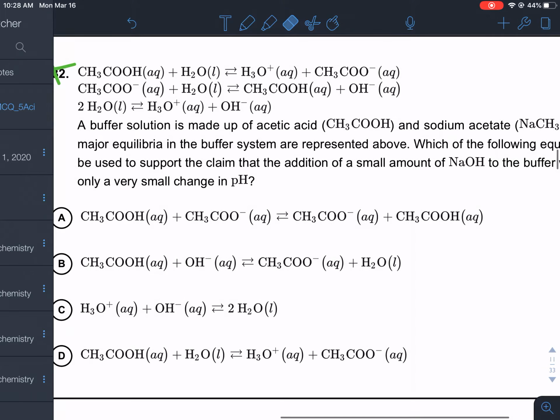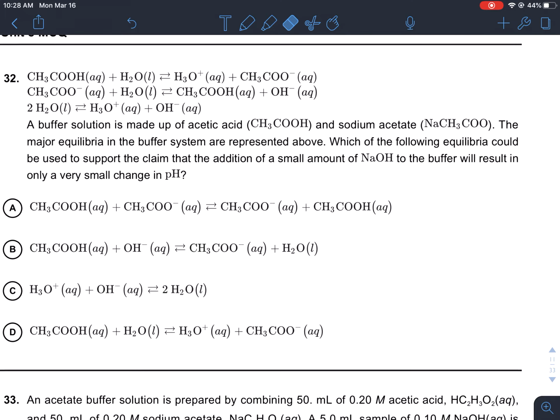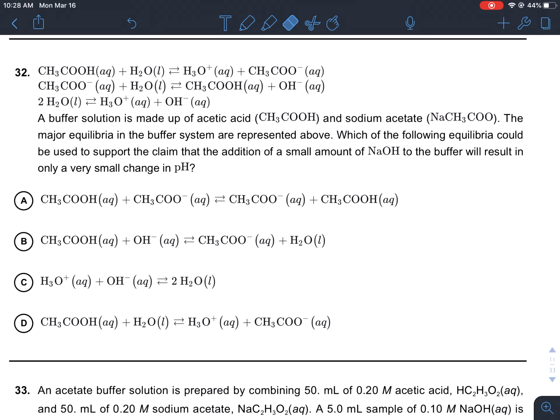32. Okay, now you have your acetic acid, water, hydronium, acetate, all this stuff. A buffer solution is made by acetic acid and sodium acetate. The major equilibria in the buffer system are represented above. Which of the following equilibria could be used to support the claim that the addition of a small amount of NaOH to the buffer will result in only a very small change in pH? All right, a buffer is when you have your acid and its conjugate base, and that looks like the correct answer is B.